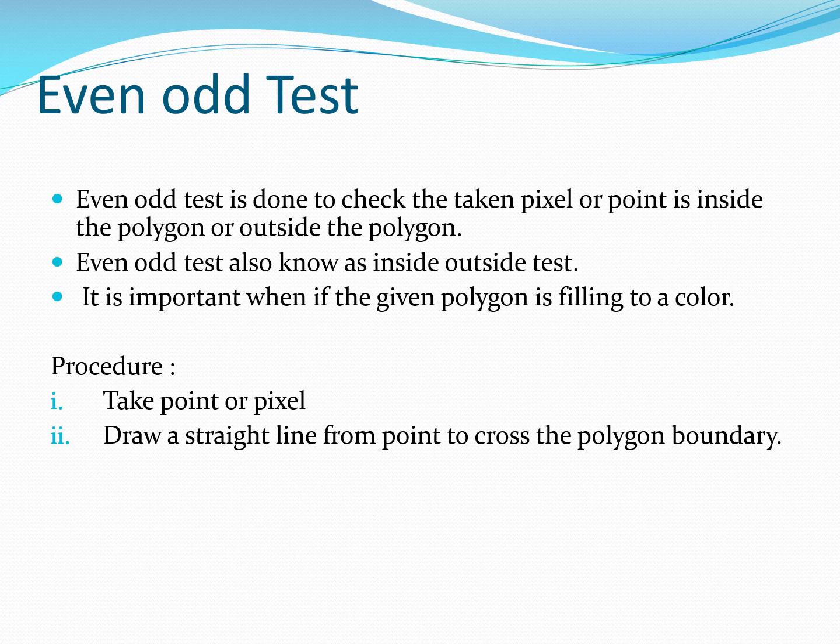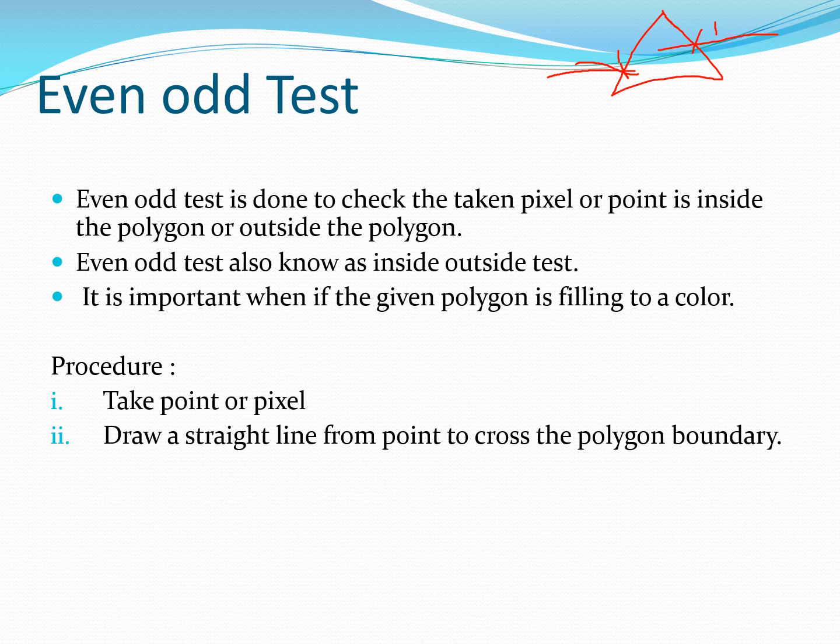For example, here this is your given polygon, and this is the pixel we have taken. With the help of this pixel, we draw a line to cross the boundary. Now count how many times this pixel's line intersects the polygon boundary. If the count is odd, for example one time it is intersecting, it means the pixel is inside the polygon.